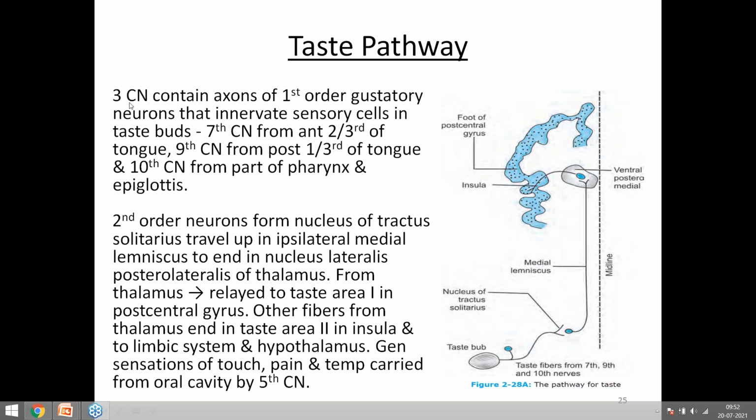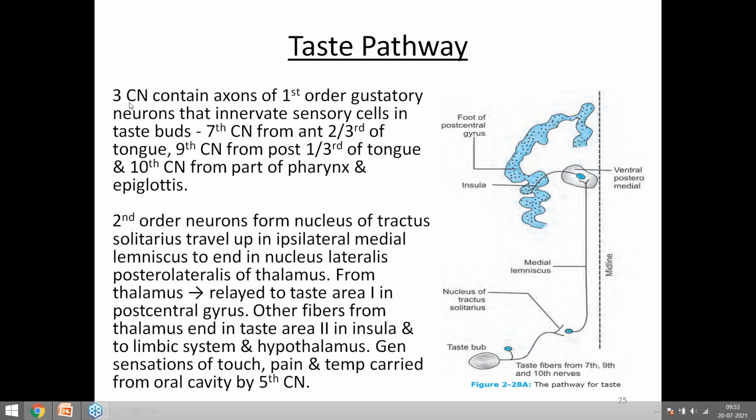So, 3 cranial nerves contain axons of first order gustatory neurons that innervate sensory cells in the taste buds. The 7th cranial nerve, facial nerve, from anterior 2/3 of tongue. 9th cranial nerve from posterior 1/3 of tongue, which is the glossopharyngeal, and 10th cranial nerve, vagus, from part of pharynx and epiglottis. We don't usually test the 10th cranial nerve, the vagus nerve, for sensation of taste.